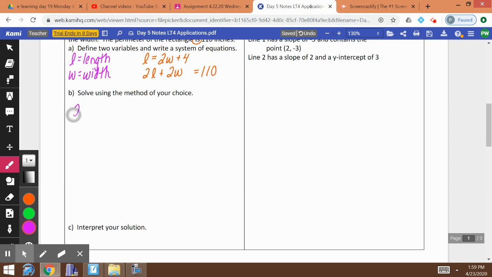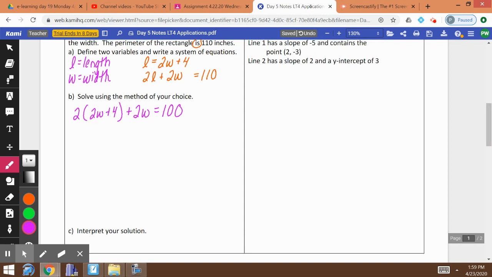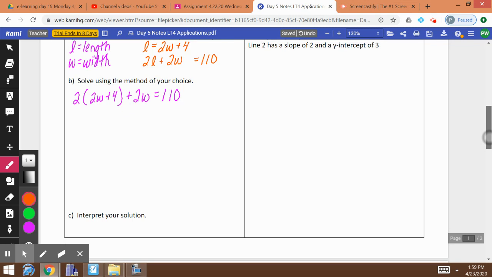We have done this using substitution before. We've actually already put that L in already and thought, okay, if I do twice that length, that 2W plus 4 plus the other 2W, we get 112 on that. All right, so then we go through and solve it. Again, if you want to pause it, I'm going to pause mine and fill in the answers just so you can maybe follow along afterwards.